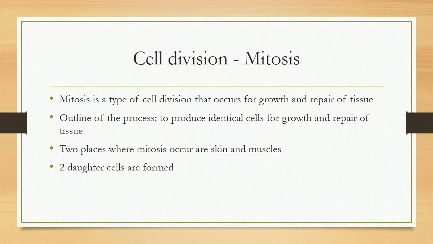Cell division, mitosis. Mitosis is a type of cell division that occurs for growth and repair of tissue. Outline of the process: to produce identical cells for growth and repair of tissue. 2 places where mitosis occurs are skin and muscles. 2 daughter cells are formed.